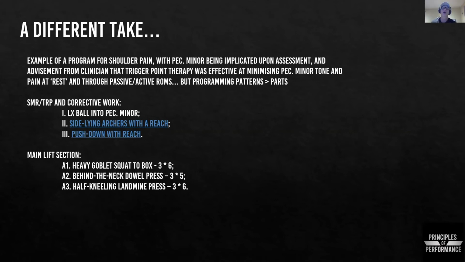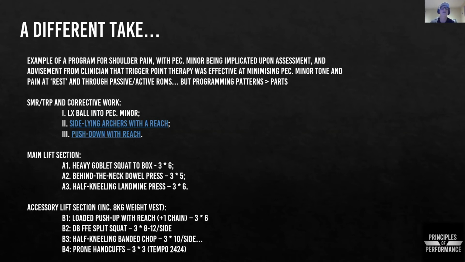Then let's take them into a half kneeling landmine press so we can access that entire shoulder girdle in a nice safe scaption plane and get some reaching happening with the shoulder blade. So we're involving more muscles. Then I said, let's take it into the accessory lift section with an 8 kilo weight vest, because the client that they were asking me about had quite a high level of training, but they were being regressed too much for a slight shoulder pain.